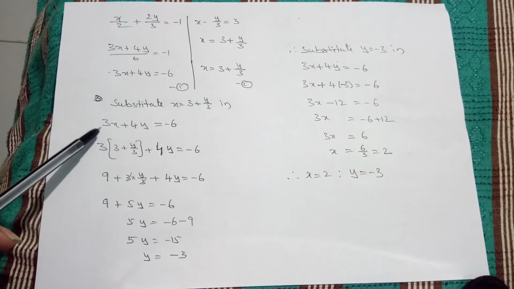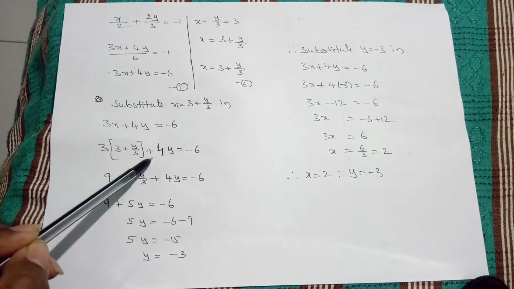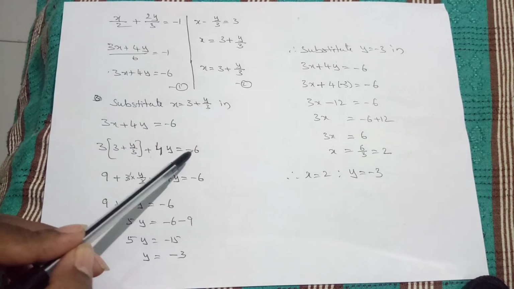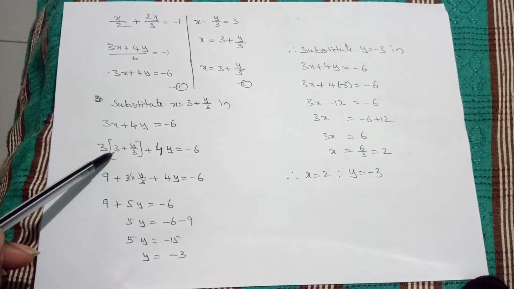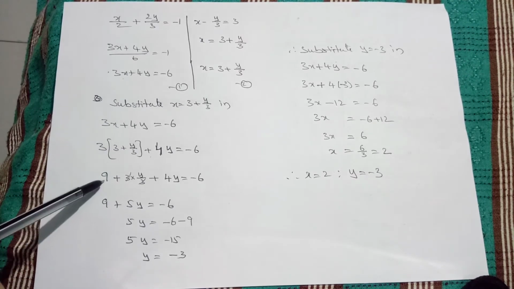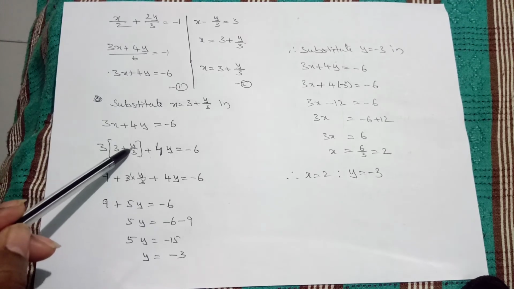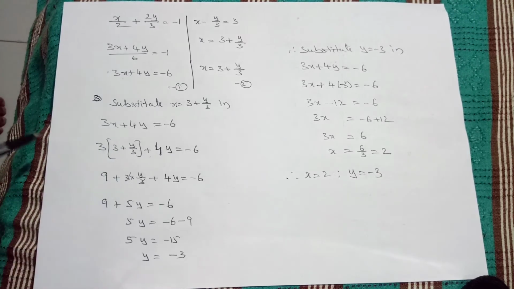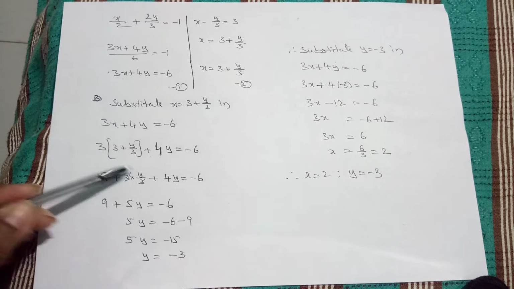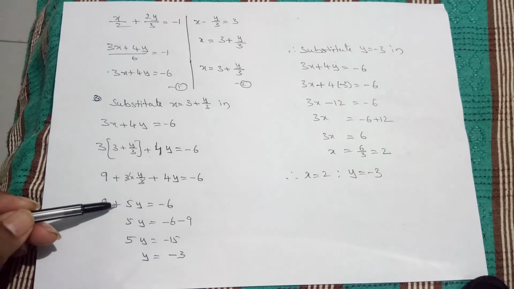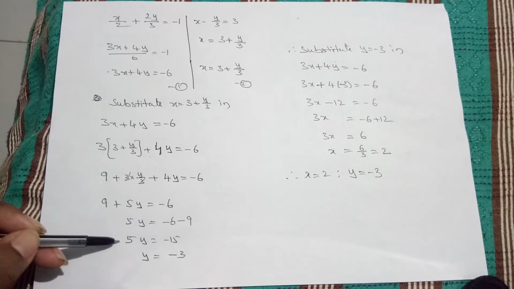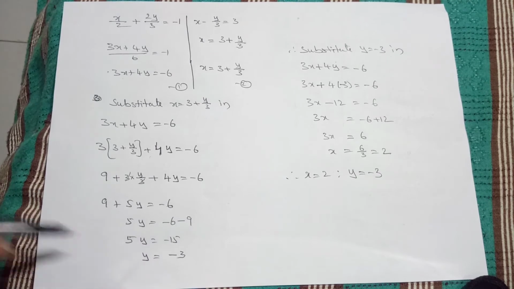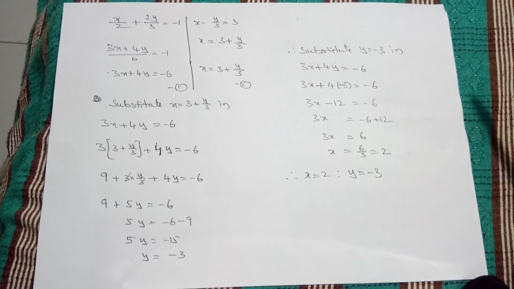Now 3 of x plus 4 of y is equal to minus 6. 3 is common, that means you can distribute it to both the terms. 3 threes are 9. 3 of 4y by 3, so 3 and 3 will cancel, plus 4y is equal to minus 6. So y remained and 4y remained, so totally it is 5y. Plus 9 goes to the other side, becomes minus 9. 5y is equal to minus 15. y is equal to minus 3. Okay, we got the same.